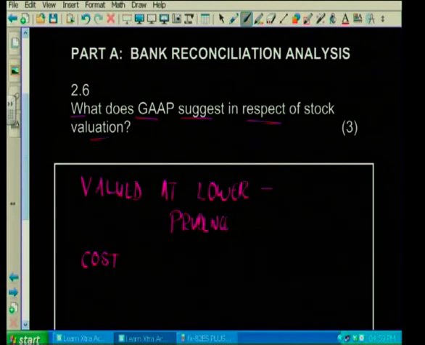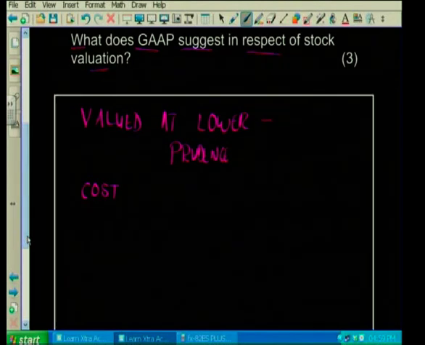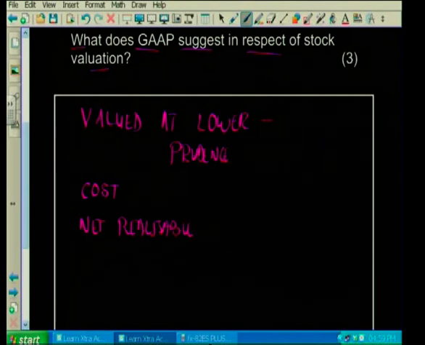cost, again the historical cost concept, another concept that you are supposed to be au fait with, or the lower of cost or, something interesting, net realizable value. What do we mean by this here? The lower of cost or net realizable value.